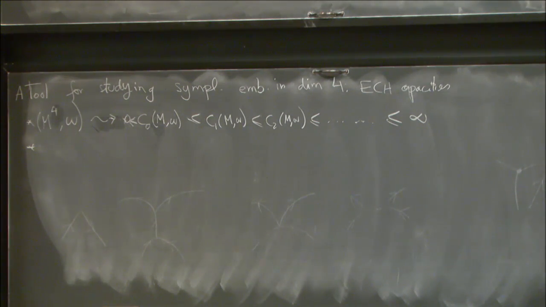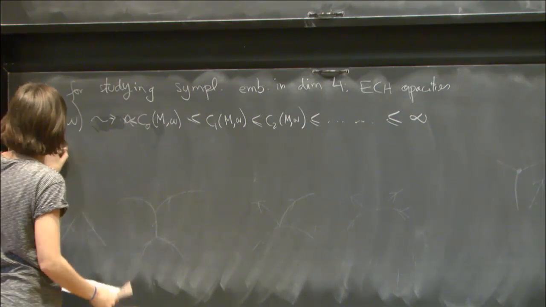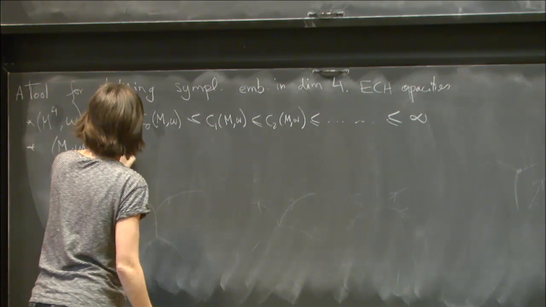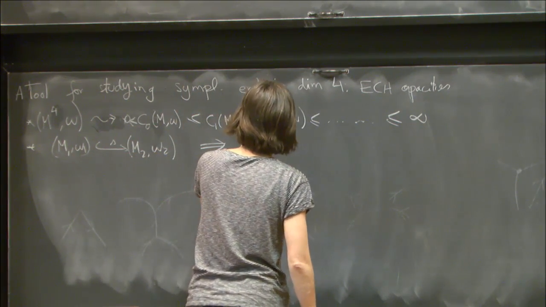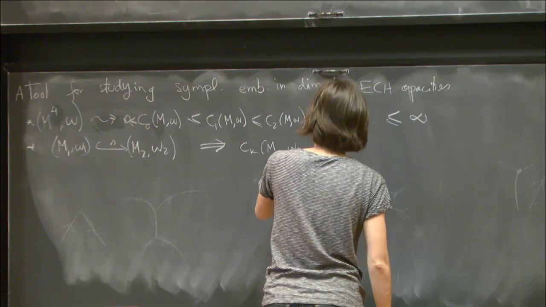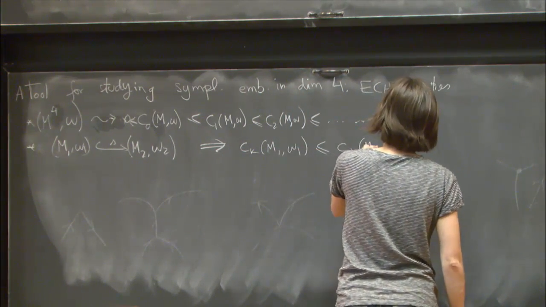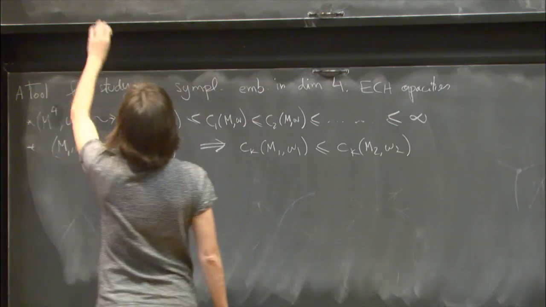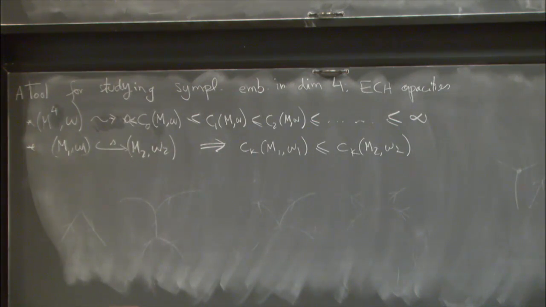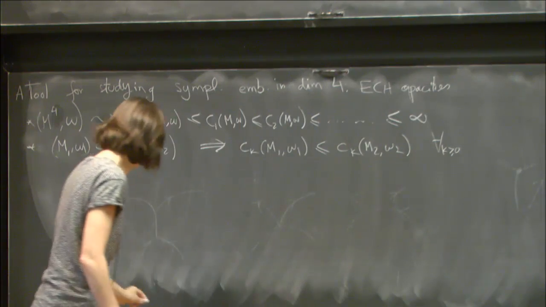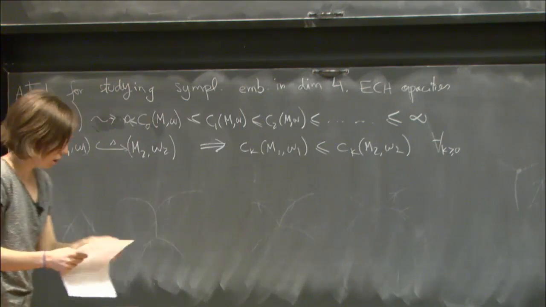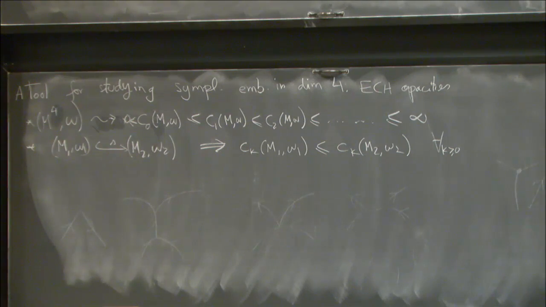So (M1, omega 1) embeds symplectically into (M2, omega 2) only if c_k(M1, omega 1) is at most c_k(M2, omega 2) for all k bigger than or equal to 0. Right, so exactly what we had there for the ellipsoids in that direction.